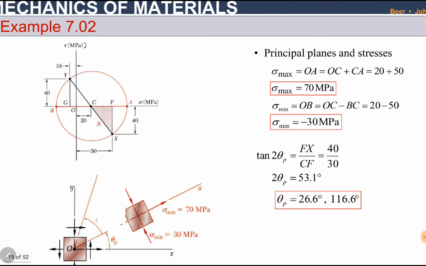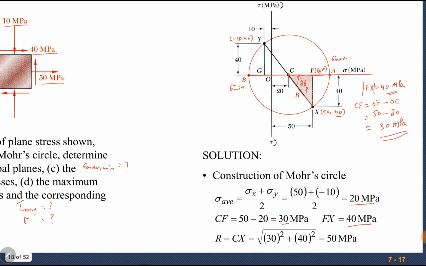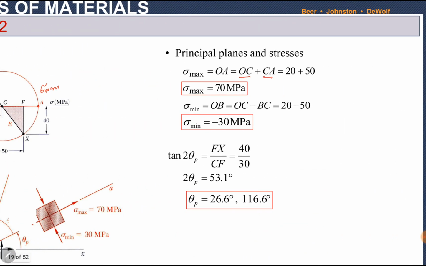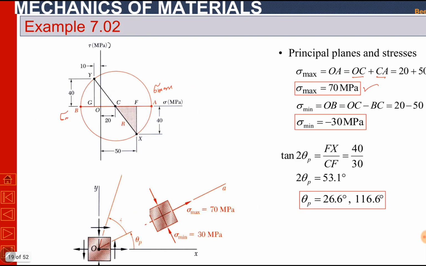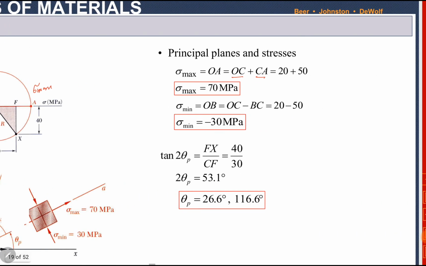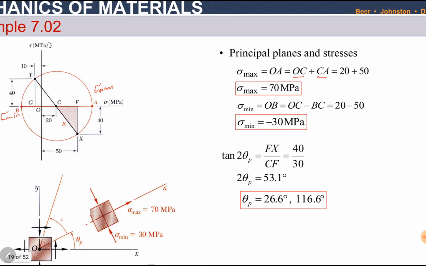Hence, sigma maximum, this is sigma maximum, is equal to OA. OA is further equal to OC plus CA. OC is average stress, sigma average. CA is radius. Both are known to us. We can put the values. 20 plus 50, it is 70 megapascals. Sigma minimum, here is sigma minimum, OB, which is equal to OC minus BC. OC is average, BC is radius. 20 minus 50, it is minus 30 megapascals.